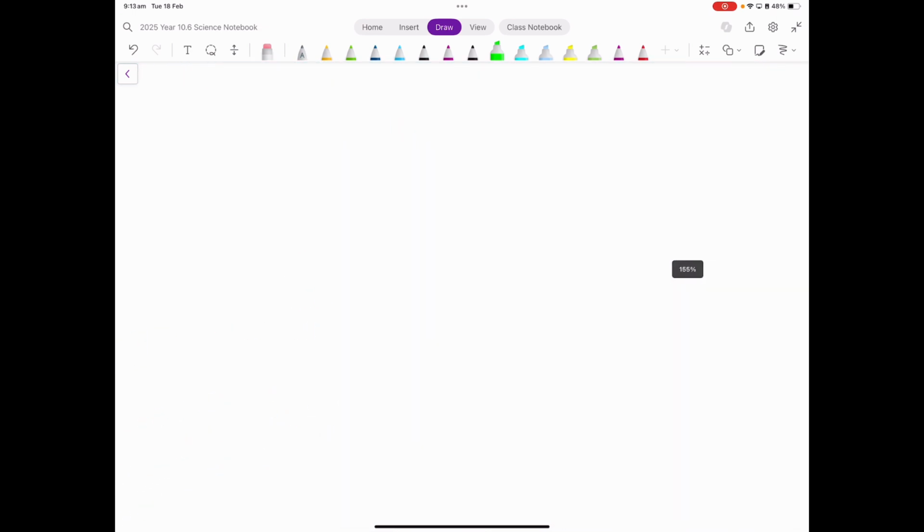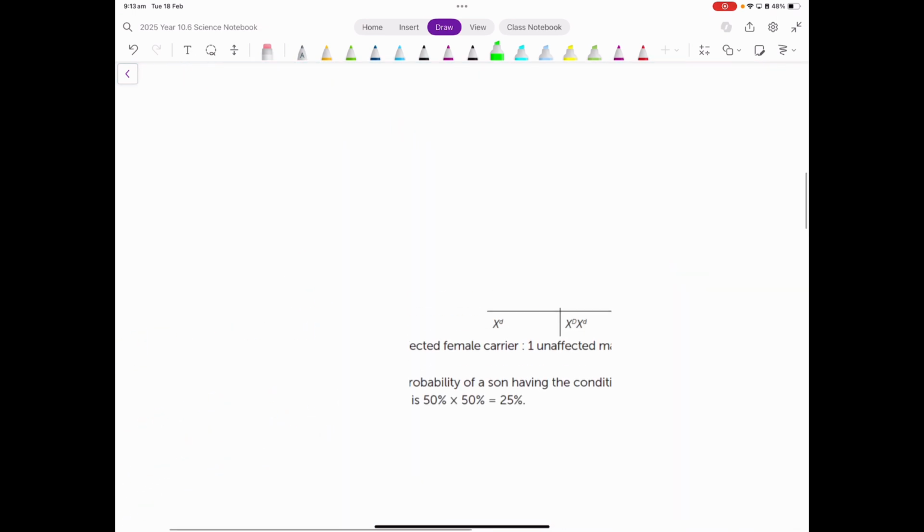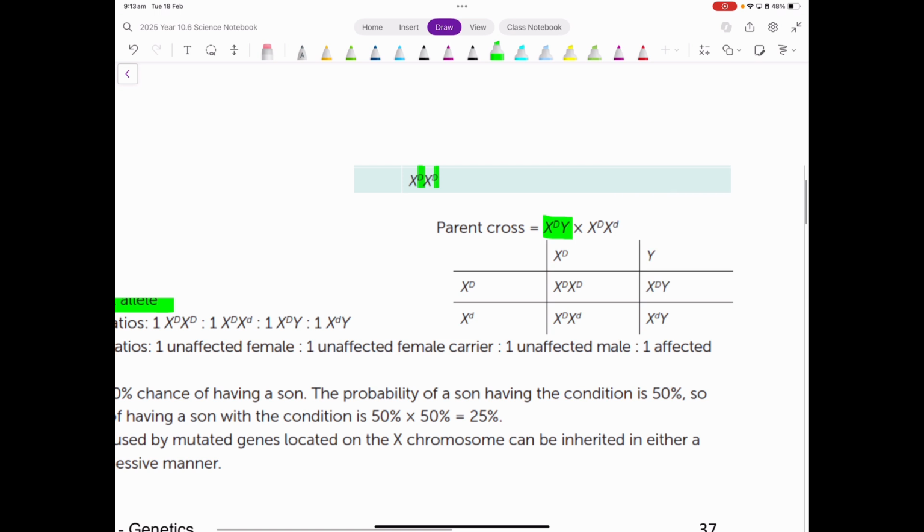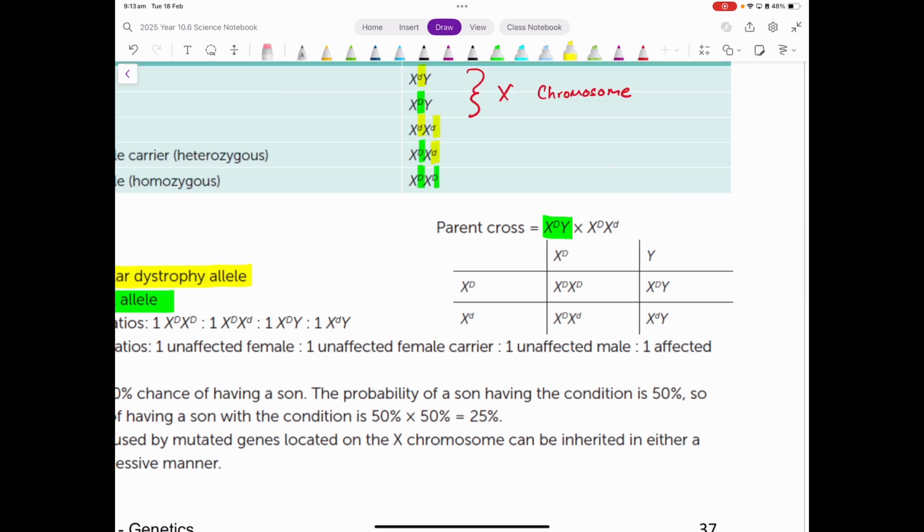Great, so an unaffected male, apologies, is crossed with what kind of female? Affected or unaffected? Unaffected, but is she a carrier or is she not a carrier? Carrier, because she's got the dominant trait masking it.